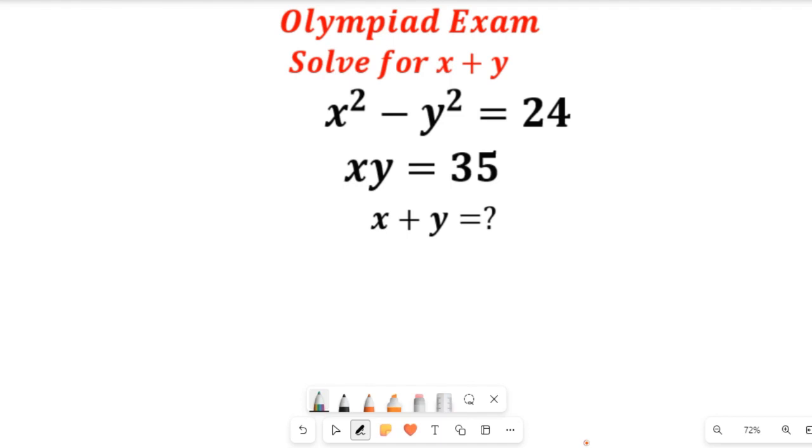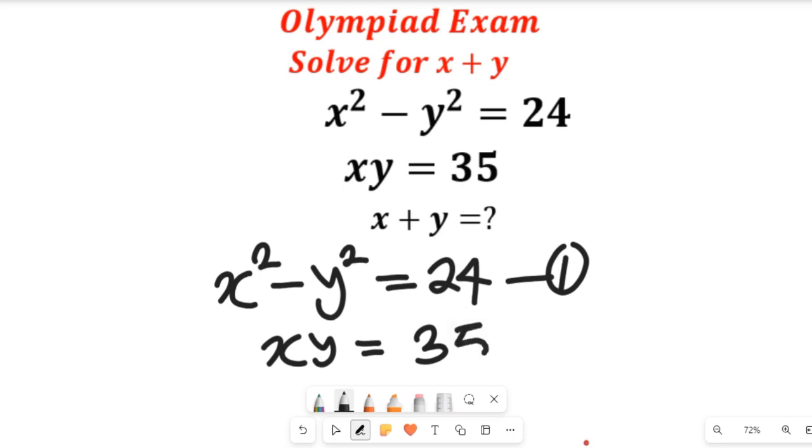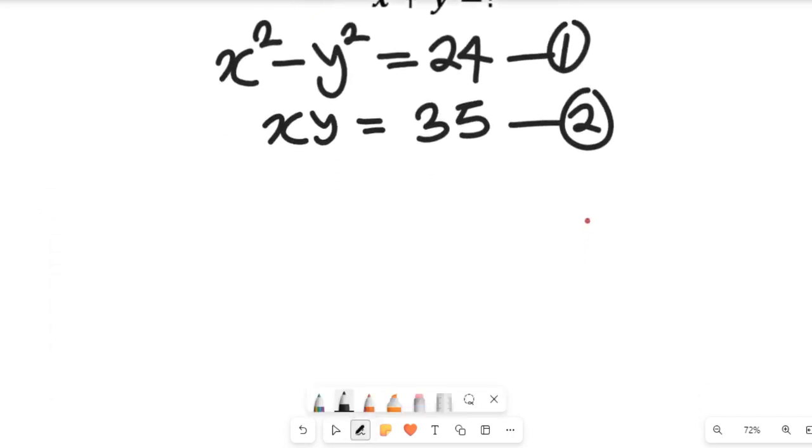Now, let's consider these two expressions as equation 1 and equation 2. So we'll have x squared minus y squared equal to 24 as equation 1, and then we'll have xy equal to 35 as equation 2. Now, to solve these two equations, we need to first of all consider equation 1.